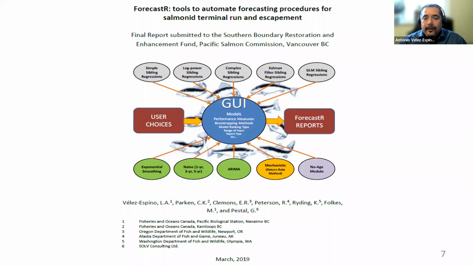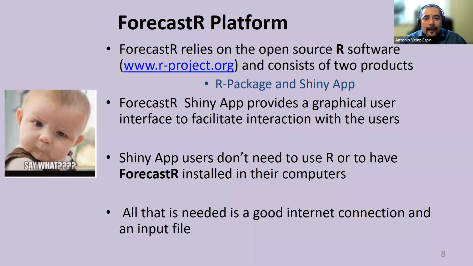So all of that grand vision was conveyed into a 2019 report that we submitted to the Pacific Salmon Commission, right? So this is going to be one of the sources of information and details where users can go and actually review what is there in more detail. Jess also mentioned that ForecastR relies on R, right, which is open source software. And it consists of two main products, right? It has an R package and it has a Shinyapps.